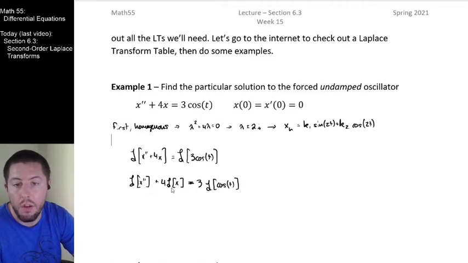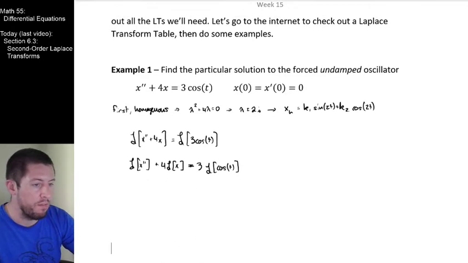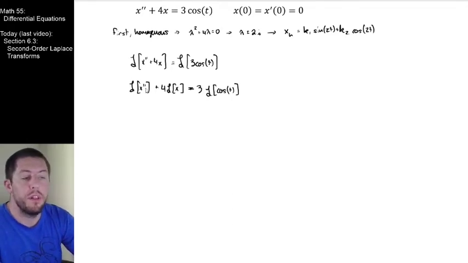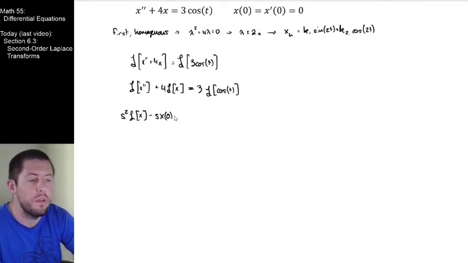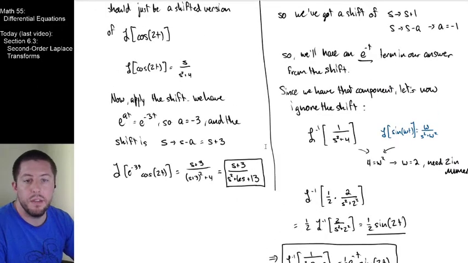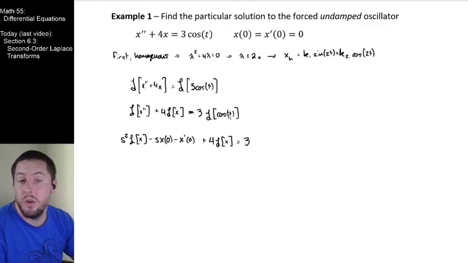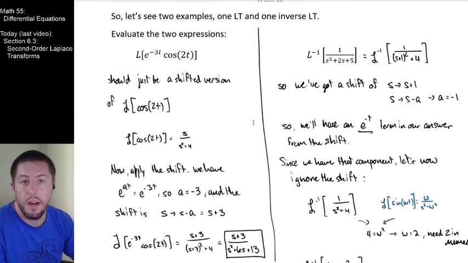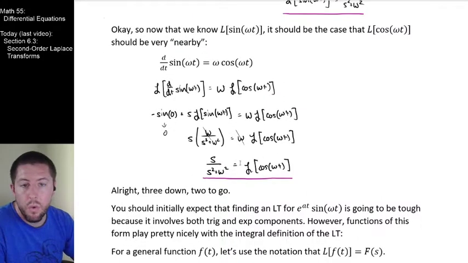The good news is that we know how to handle the two unknowns here. Remember that our goal is to solve for the Laplace transform of x, so I'm going to leave that one alone. Our formula for the Laplace transform of x double prime was s squared Laplace of x minus s times x at 0 minus x prime at 0. Plus 4 times the Laplace of x equals 3 times the Laplace of cosine of 1t. I always forget between the cosine and the sine, so the Laplace transform for cosine of 1t should be s over s squared plus 1.